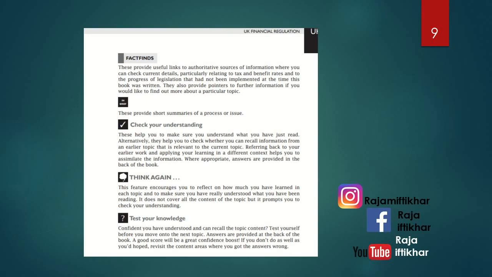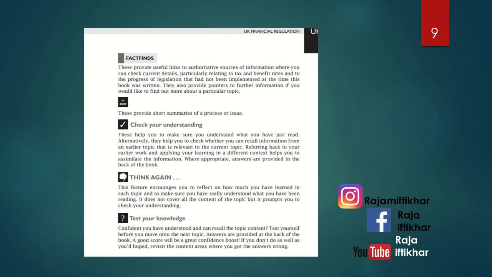Check your understanding is very important. As I said, think again. Think again is, let's say you're on topic 2 and they ask you some questions about topic 1. They'll say, do you still remember what we talked about? Tested knowledge is the same. So there are 25 topics, as I said before.